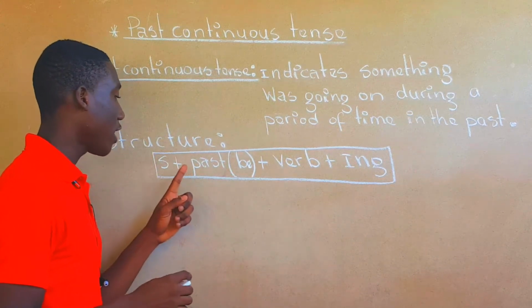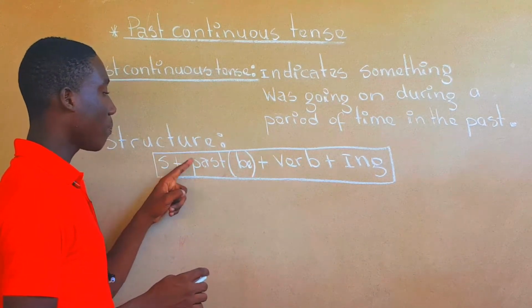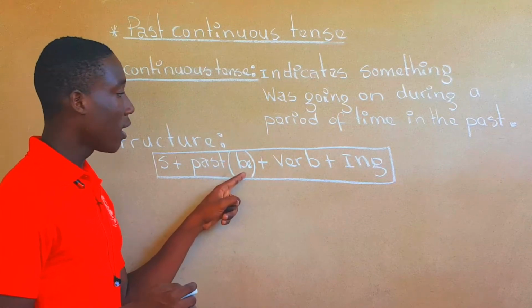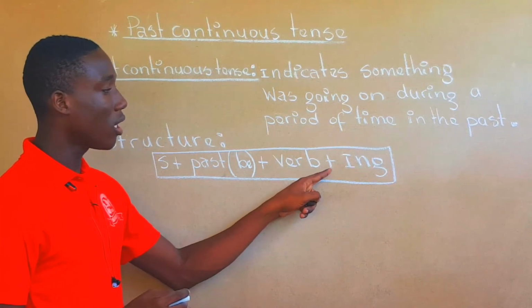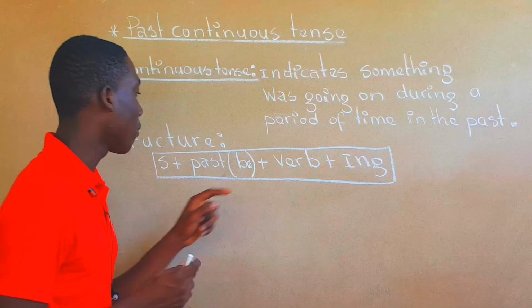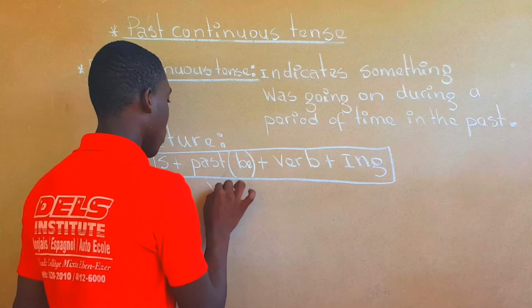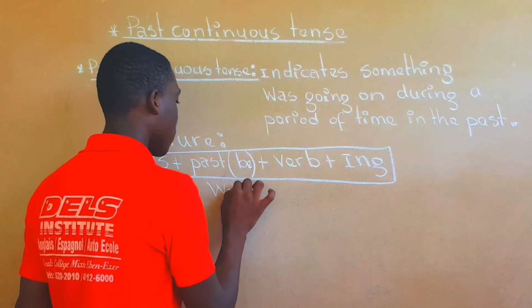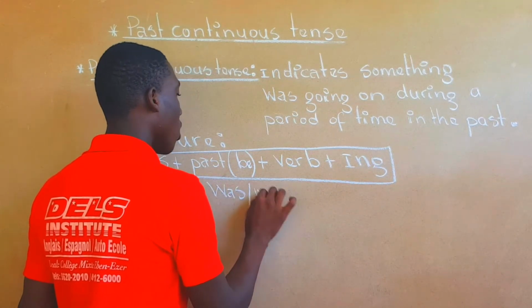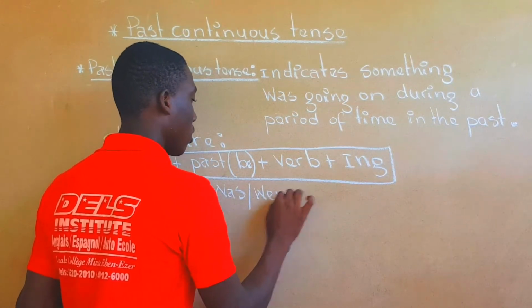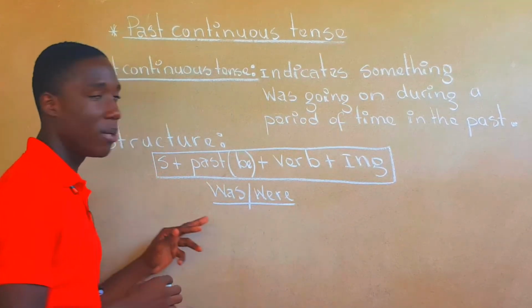The structure is subject plus past of the verb to be plus the verb plus the ing form. The verb to be in the past is was, were.